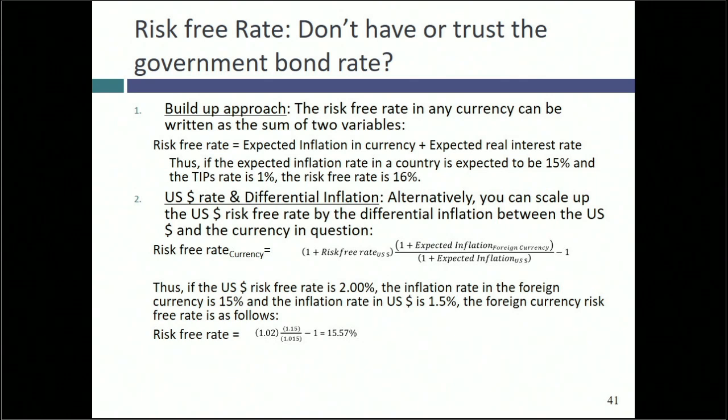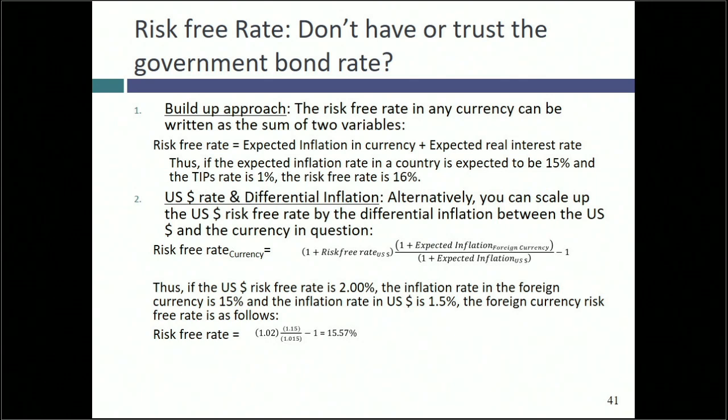Remember, even with the government bond approach, there were only 41 currencies I could do it. But let's say I ask you, what is the Egyptian pound risk-free rate? There's no 10-year government bond in Egypt. You say, what the heck do I do? Remember, the only reason risk-free rates vary across currencies is the inflation rate, right? Do we know the US dollar risk-free rate at least? The T-bond rate is 1.92%.